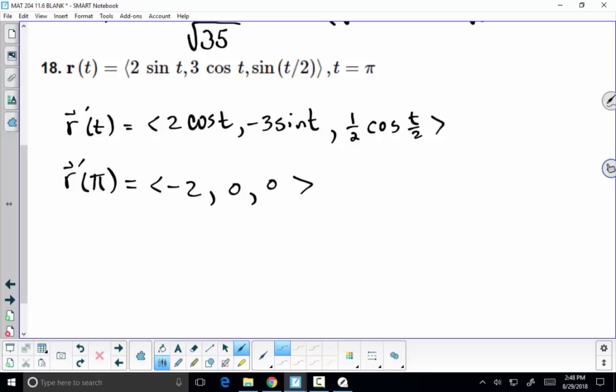And then if we wanted the location, we would plug pi into our position function if we want to know where we're applying this tangent vector. And so then we get sine of pi is 0, cosine of pi is negative 1, so that's negative 3. Plugging in pi there, sine of pi over 2 is 1, because you have t over 2 there, right? So we're imagining that vector is being applied at that point on this curve in three-dimensional space.